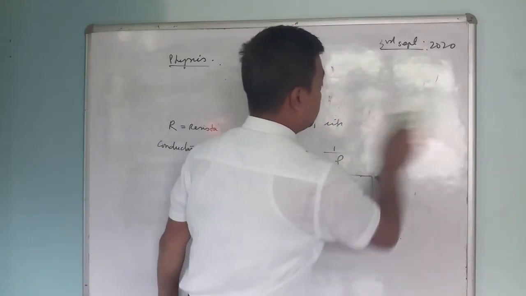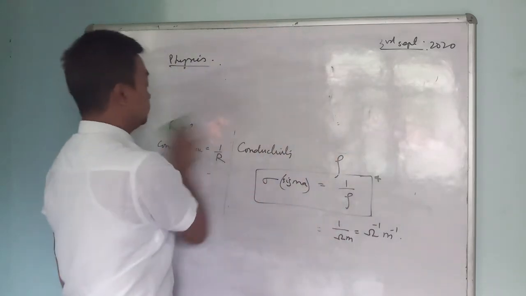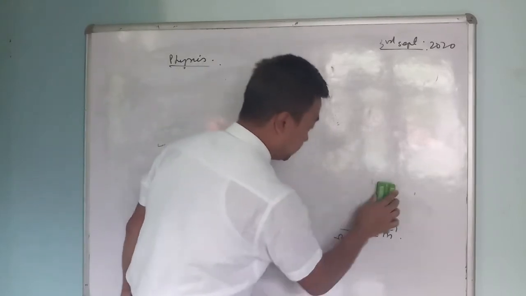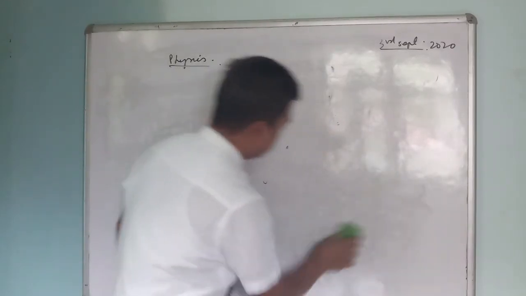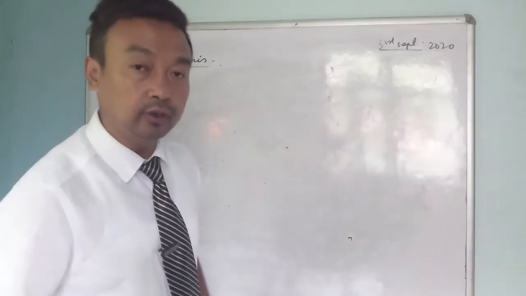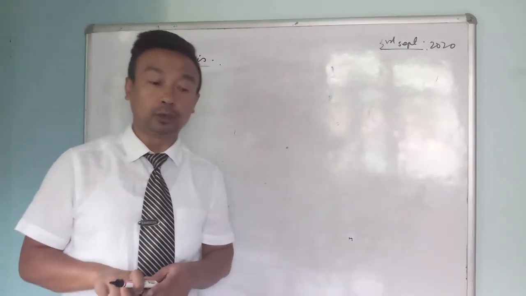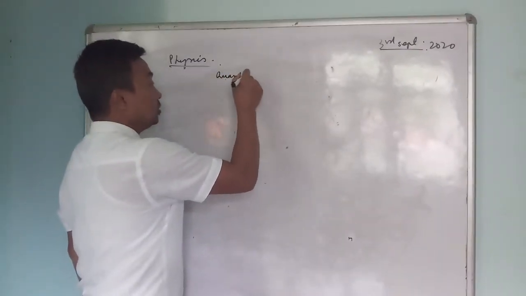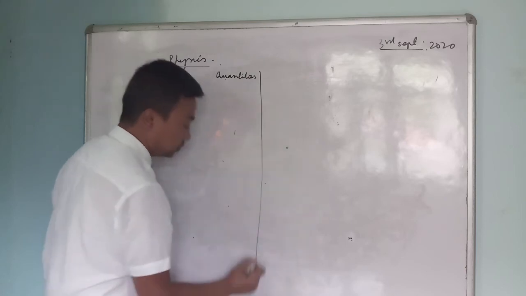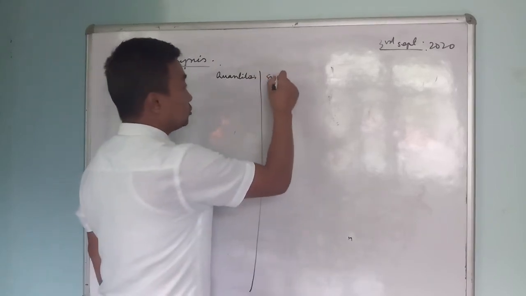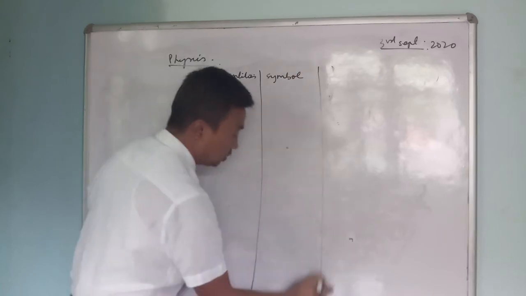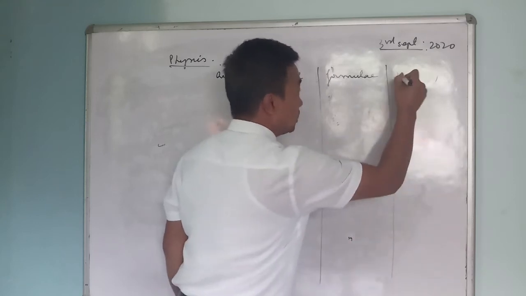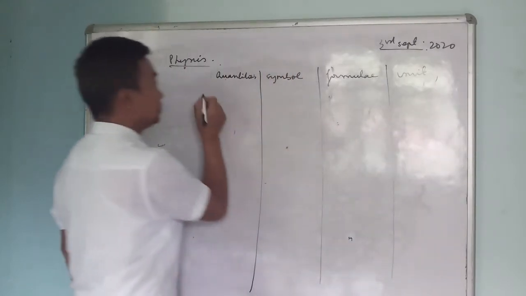I'll just give you in a tabular form all the terms or the physical quantities that you have learned. Let us write this down briefly, because these are very important from your numericals point of view. So we are going to do the numericals. Quantities, and symbol. Then you have the formula, and the last one is the unit.